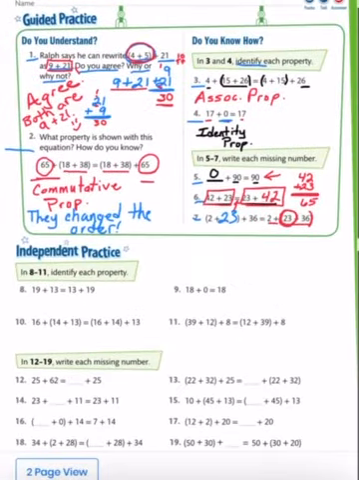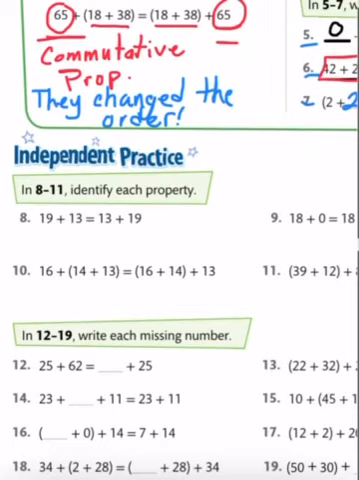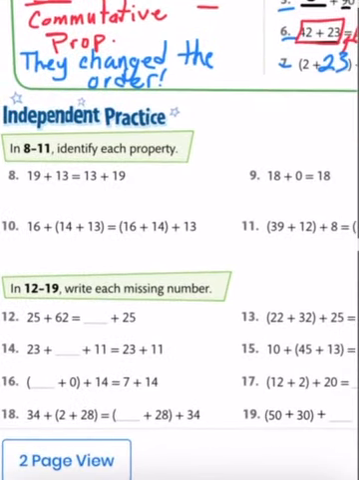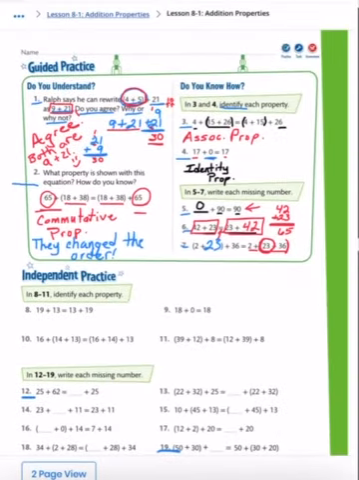Okay, that does it as far as the lesson goes, boys and girls. I'm going to leave the rest of the assignment, the activity, the lesson, whatever you'd like to call it, up to you. We have independent practice on this page with problems 8, 9, 10, 11, and also 12 through 19. So solve all those problems, and that should do it for you.